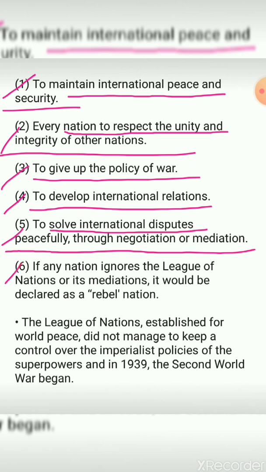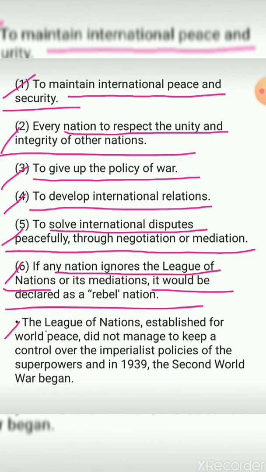Next, if any nation ignores the League of Nations, it would be declared a rebel nation. Any nation who is ignoring any points or aims of the League of Nations would be declared a rebel nation. That is a nation which is against the League of Nations.